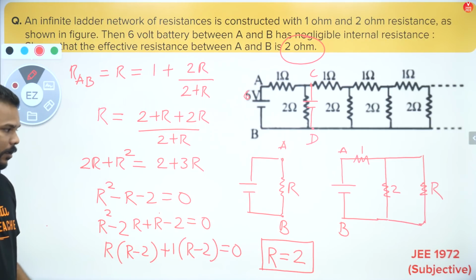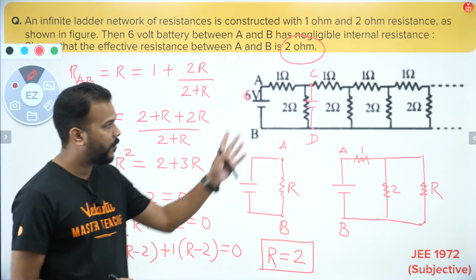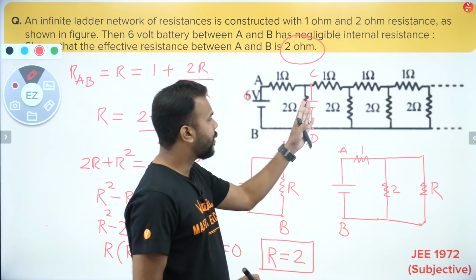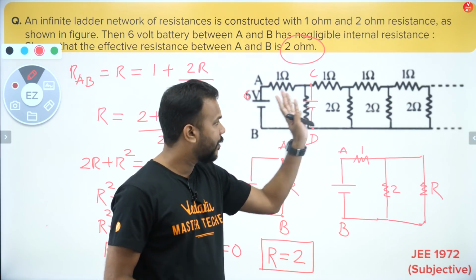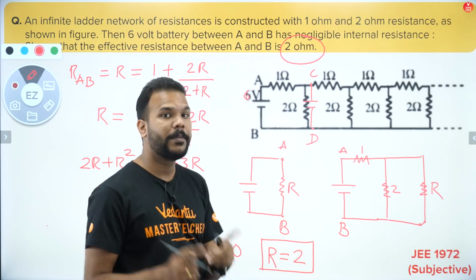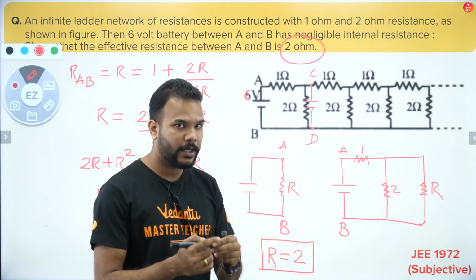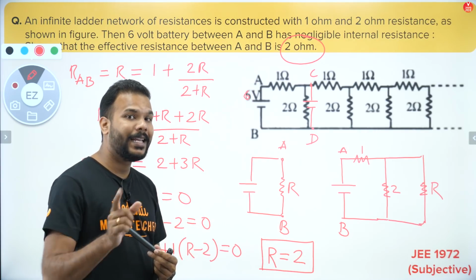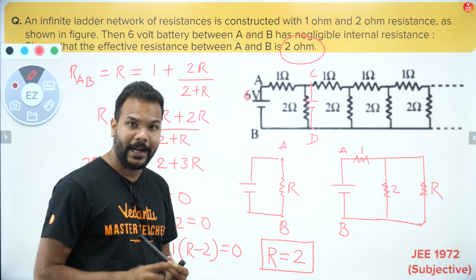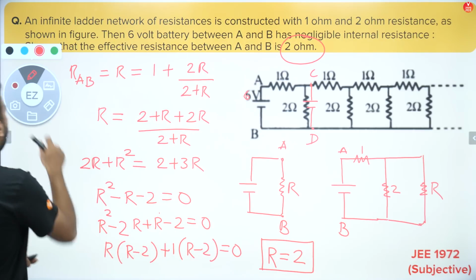And yes, telling you again that whenever an infinite ladder is there, you have to consider after the first branch, everything else is basically the same resistance as you're expecting it to be between the 2 points where you're supposed to find it out. Okay guys, so from now onwards you should be able to crack any question which involves an infinite ladder. Okay, hope you like the question.